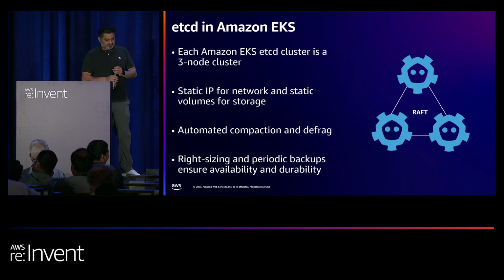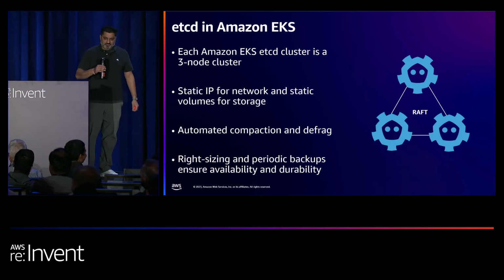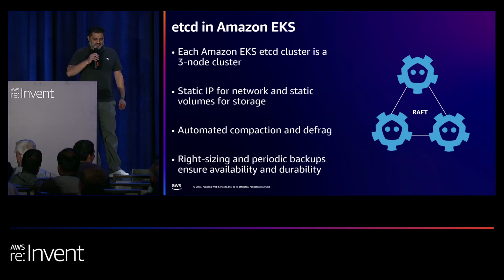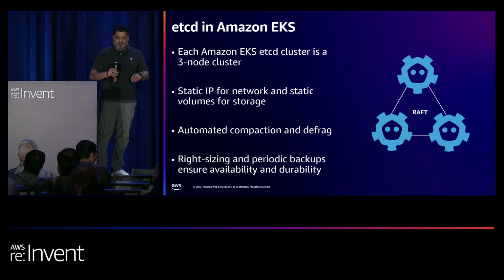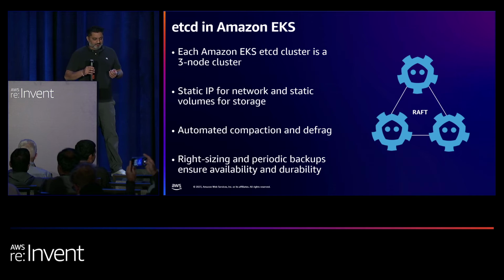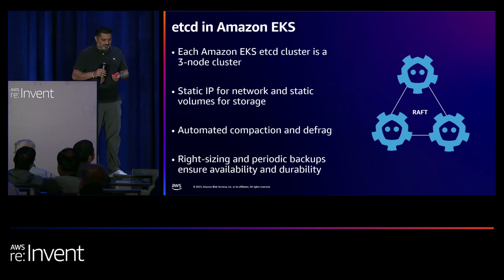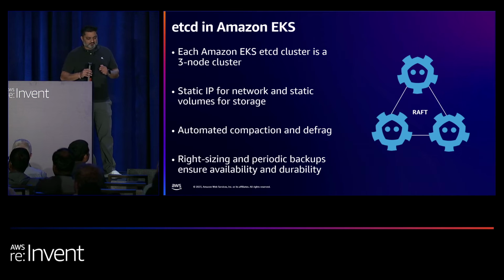So within EKS, we run etcd as a 3-node cluster. EKS uses static IPs and static volumes. Static IPs for the networking, static volumes for the data storage. What we mean by that is the same IP and volume is used irrespective of if an instance fails. This is useful for durability as well as disaster recovery scenarios. So etcd is fully managed within EKS.